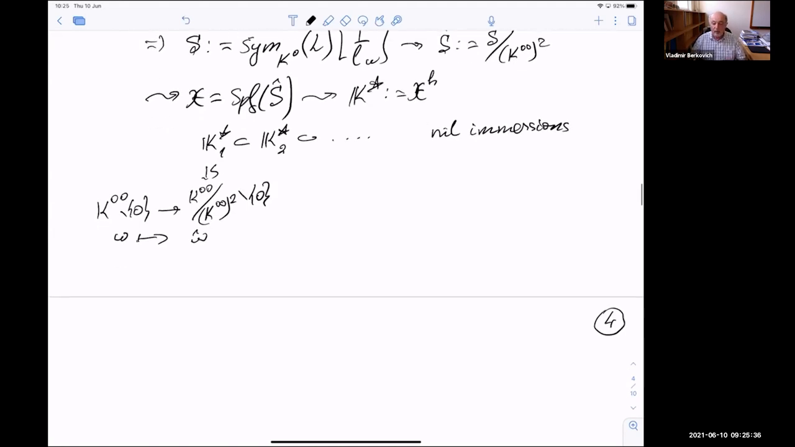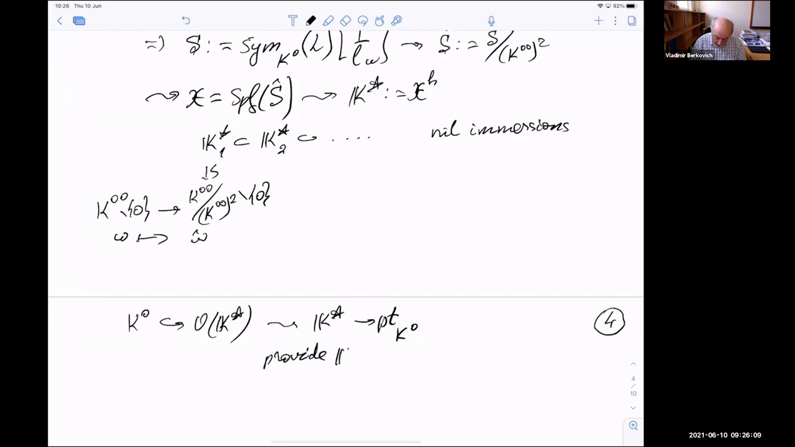Now, I want to provide this space with a log structure. Since the ring of integers is embedded into the ring of functions on this space, there is a morphism from our space to the point. And we provide this space with the induced log structure. This means that any generator of our maximal ideal defines a chart of this log structure.